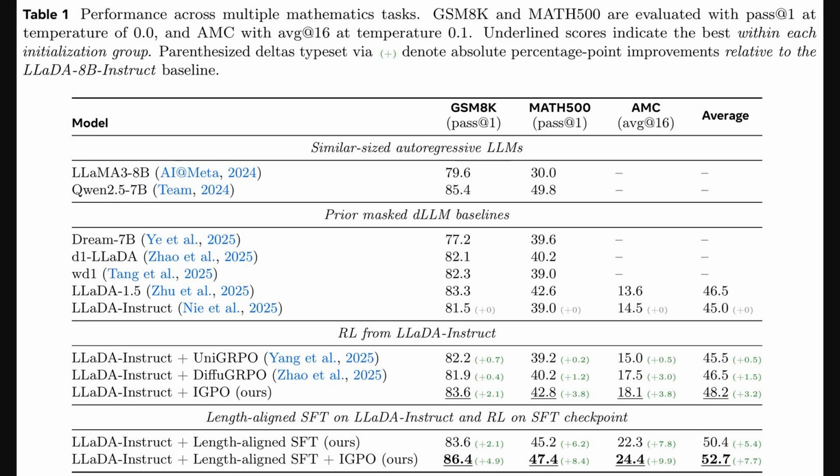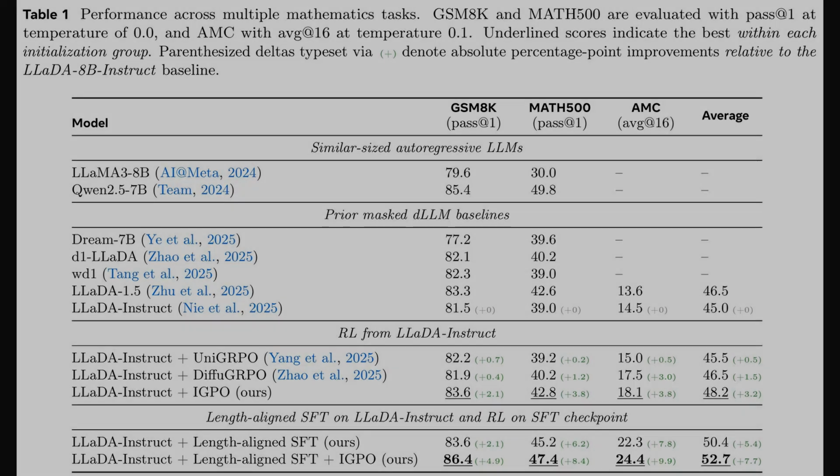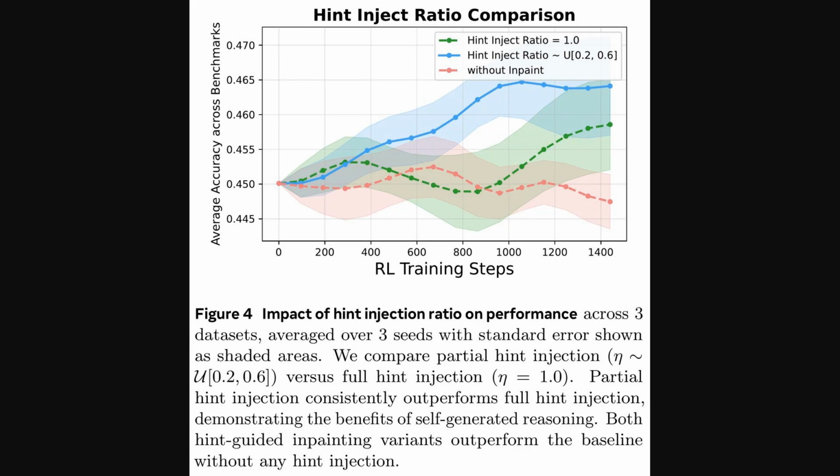So the previous figure contrasted training curves. Table 1 reports end performance across GSM 8K, Math 500, and AMC, which makes the gains concrete. The length-aligned supervised fine-tuning already lifted accuracy, and adding IGPO pushed the average to about 52.7, with peaks of 86.4 on GSM 8K and 47.4 on Math 500, plus 24.4 on AMC. The IGPO row above also beat Uni-GRPO and Diffu-GRPO because guided inpainting restored reward variance. So, the previous table cemented the end results.